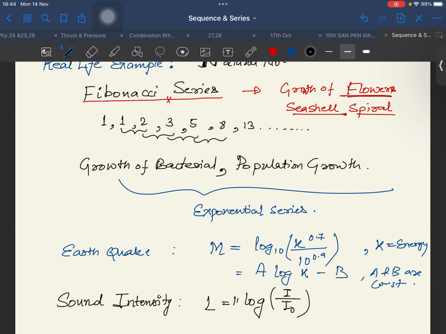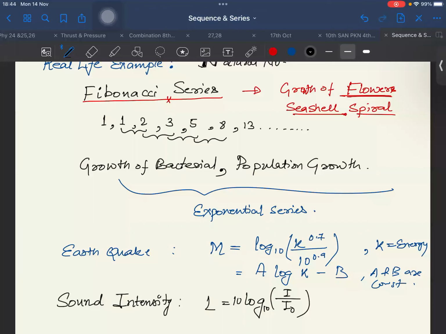So this is 10 log 10 I upon I naught. This is measured in decibels. The intensity unit is decibel. I is the intensity of sound and I naught is some reference sound intensity. With reference to something, we are measuring the sound. So these all come under logarithmic series and exponential series.